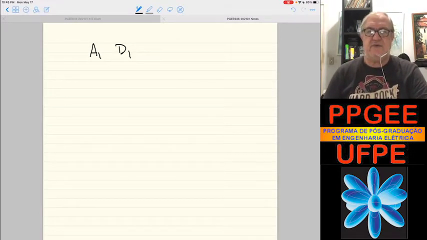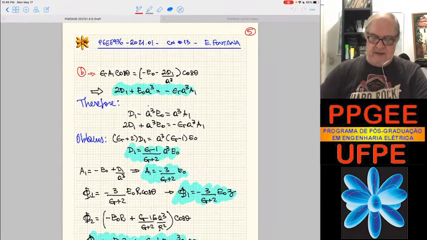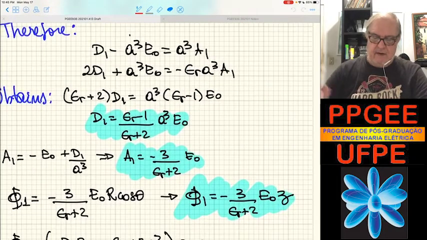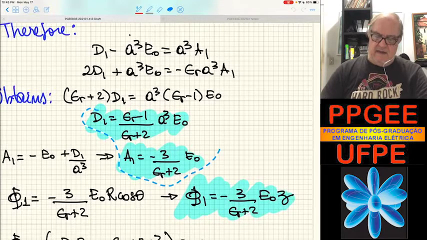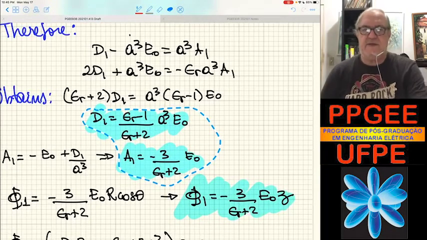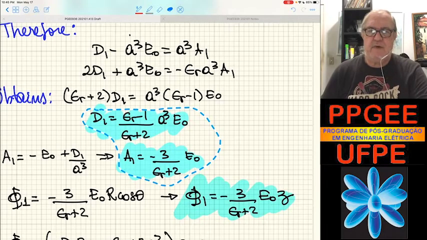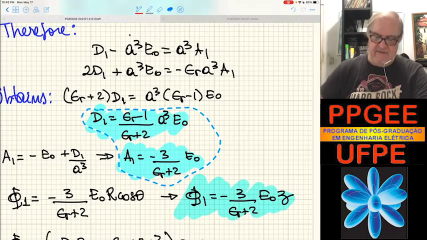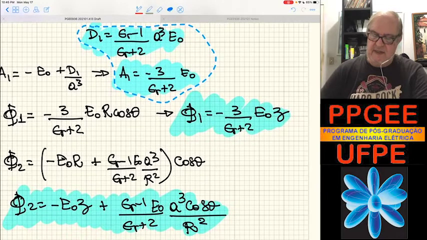So you do that little work, and we obtain these results from the solution of the linear system of equations. And then we have the final solution for the potential inside.